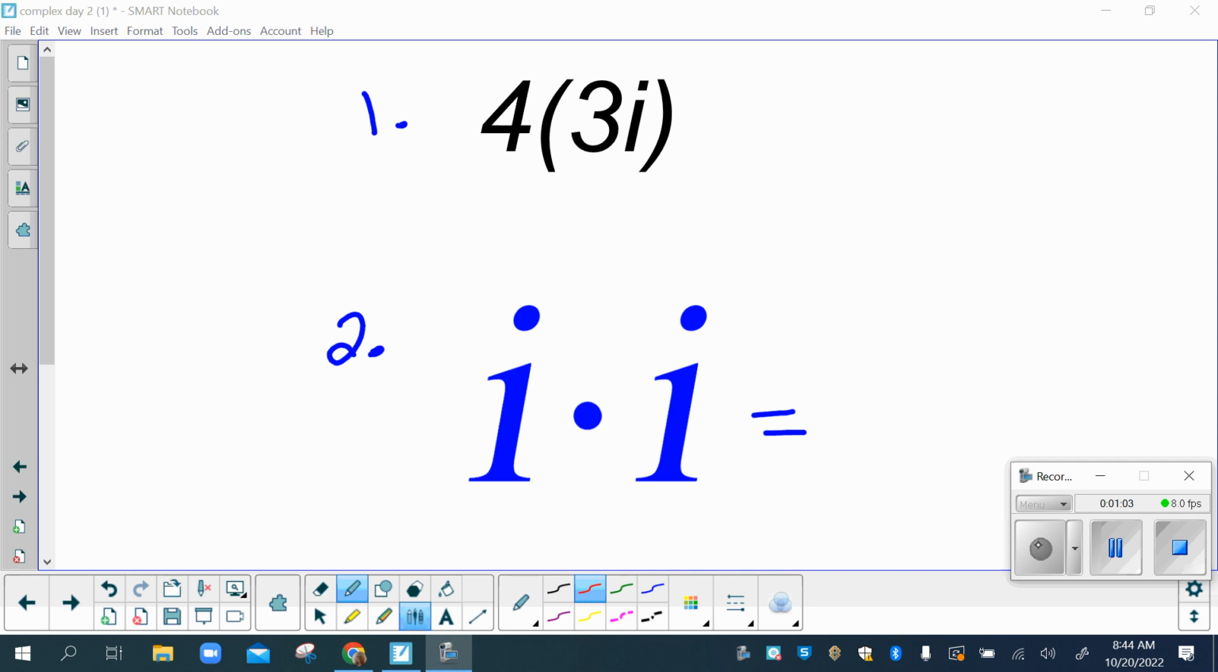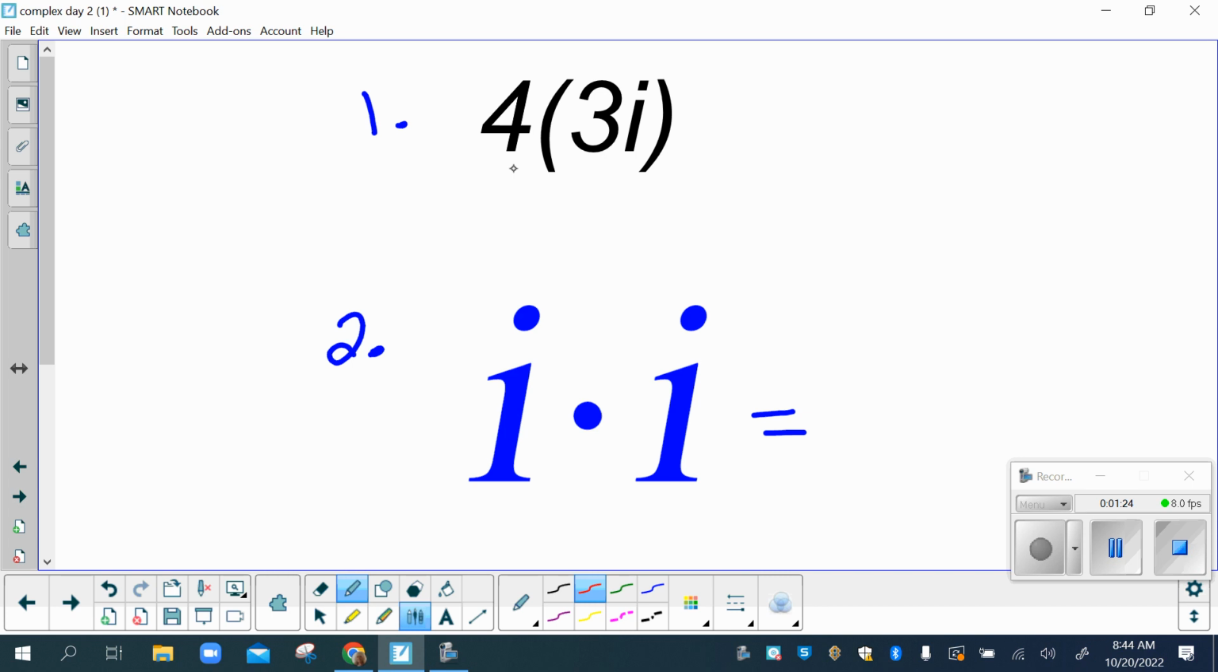So today, what we're going to talk about is what happens when people who believe in ghosts and people who don't start multiplying together. So let's start right here. Number one, I've got a regular number who's going to hook up with a number that has an i. And you know what? It's as easy as it looks.